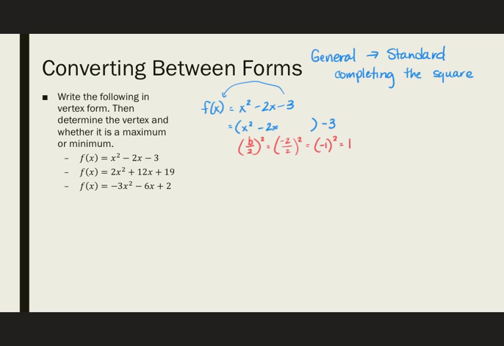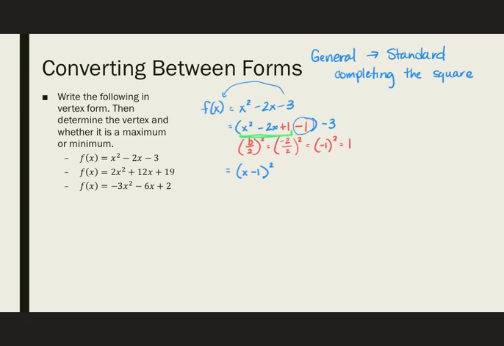I can't add 1 to a name. So what we do instead is we add it and then we subtract it. And so essentially what we're doing is we're adding 0. It looks weird, but we're just adding 0, which doesn't change what we're looking at. Okay. Now this forces these first 3 terms to factor into x minus 1 squared.